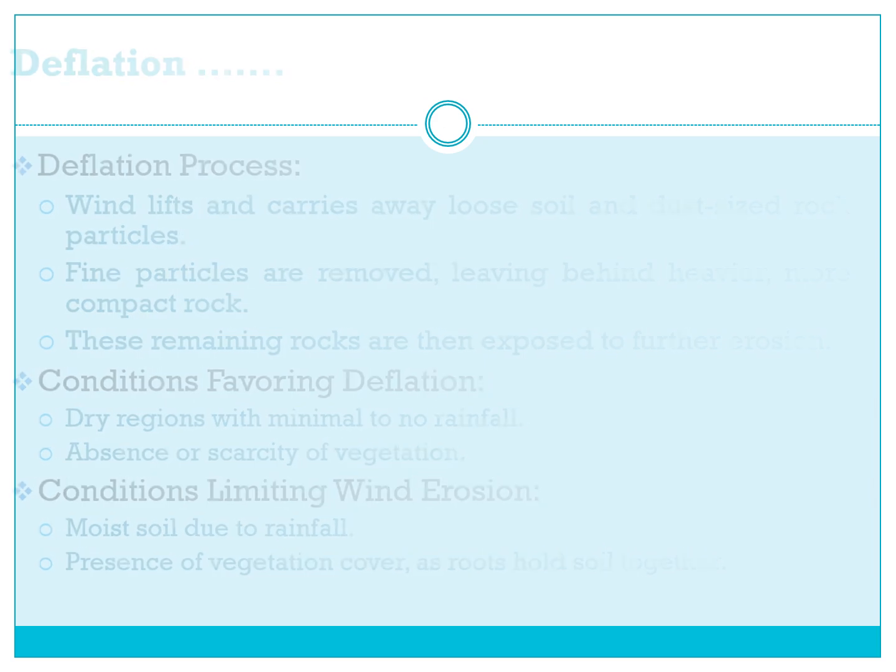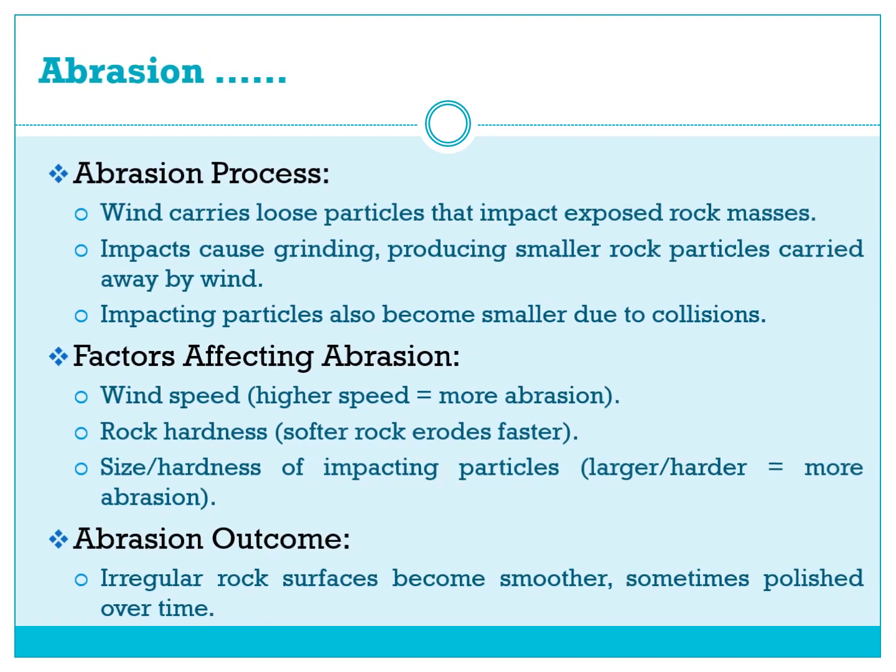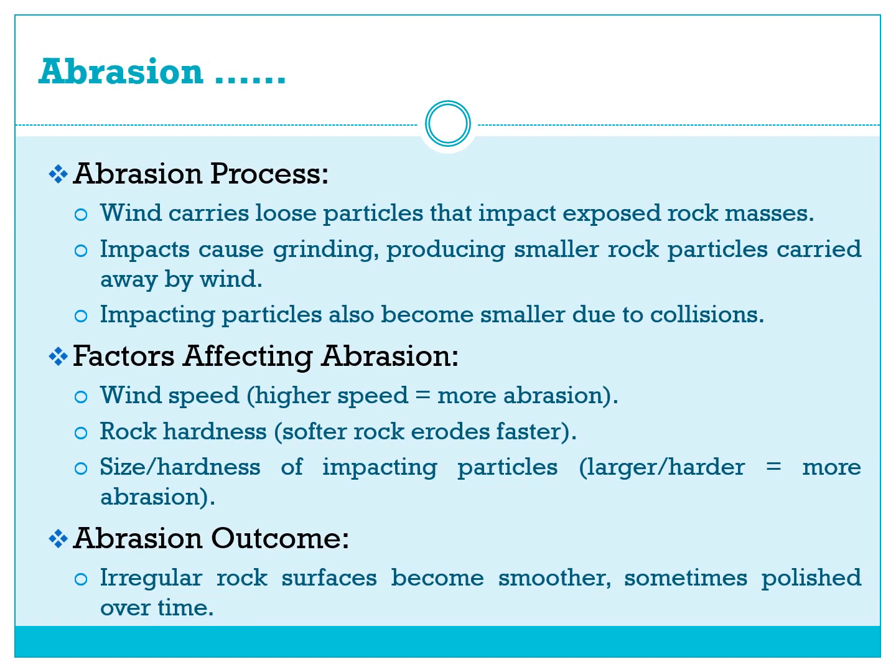Abrasion. The loose particles traveling with the blowing wind tend to collide with the exposed rock masses. Such collision causes a grinding effect upon the rock surfaces with the production of new rock particles which also travel with the blowing wind. During such impacts, the impinging wind-borne particles are in their turn reduced to further fineness.